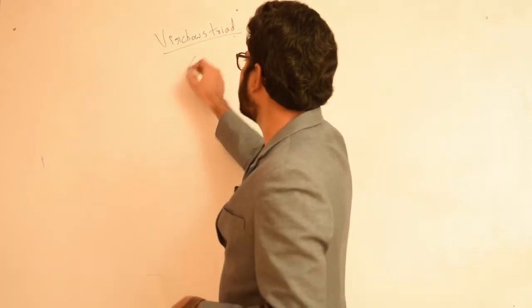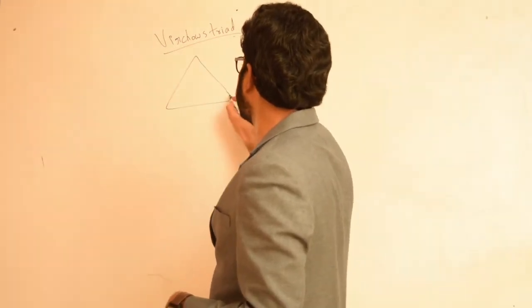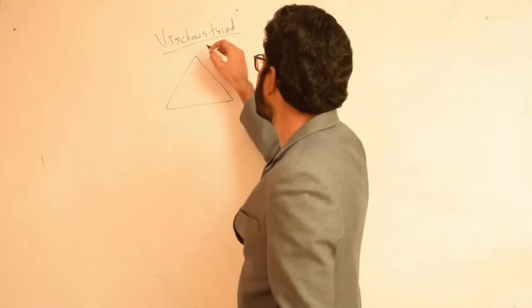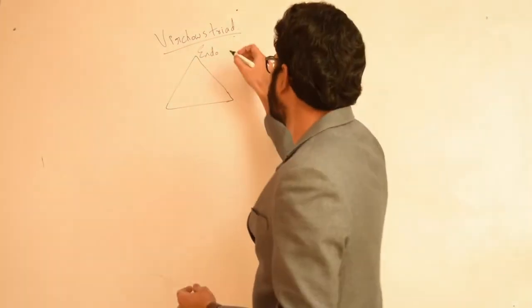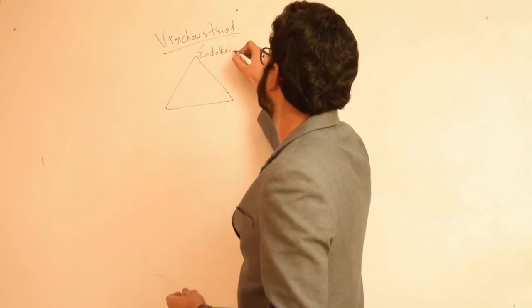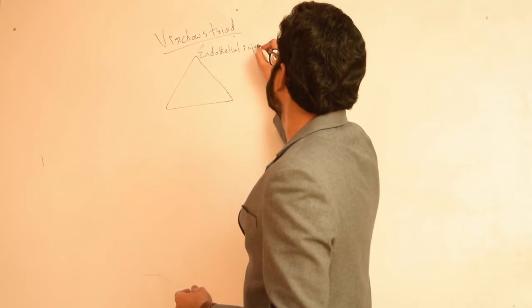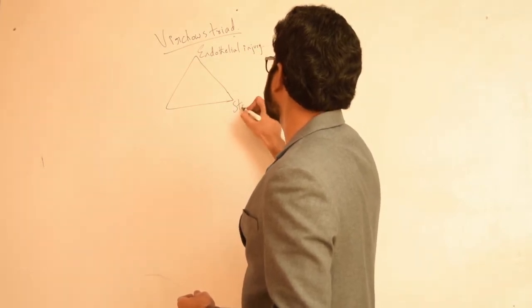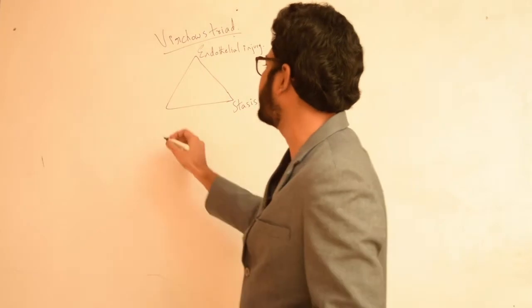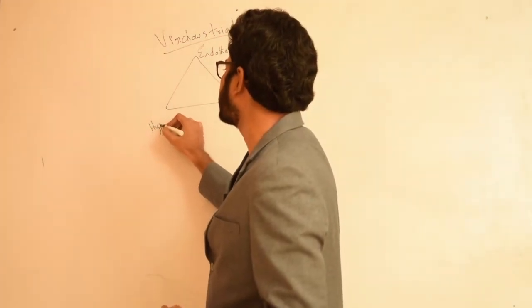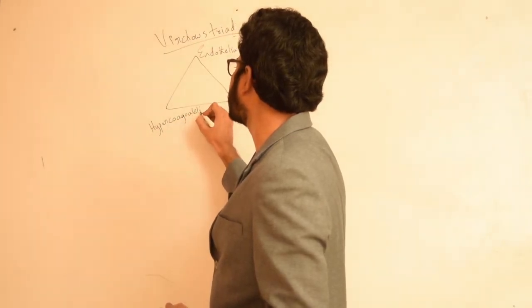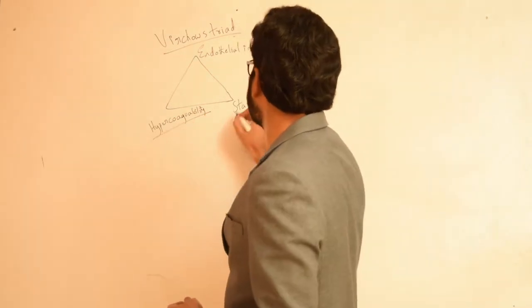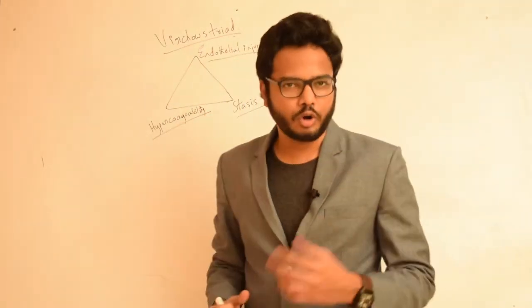According to Virchow's triad, there are three important factors which are deemed essential for thrombosis, or thrombus or blood clot formation. The three factors are endothelial cell injury, that is, injury to the endothelial lining of the blood vessel; the second factor is stasis; and the third factor is hypercoagulability. So these three factors are deemed essential for thrombus formation.